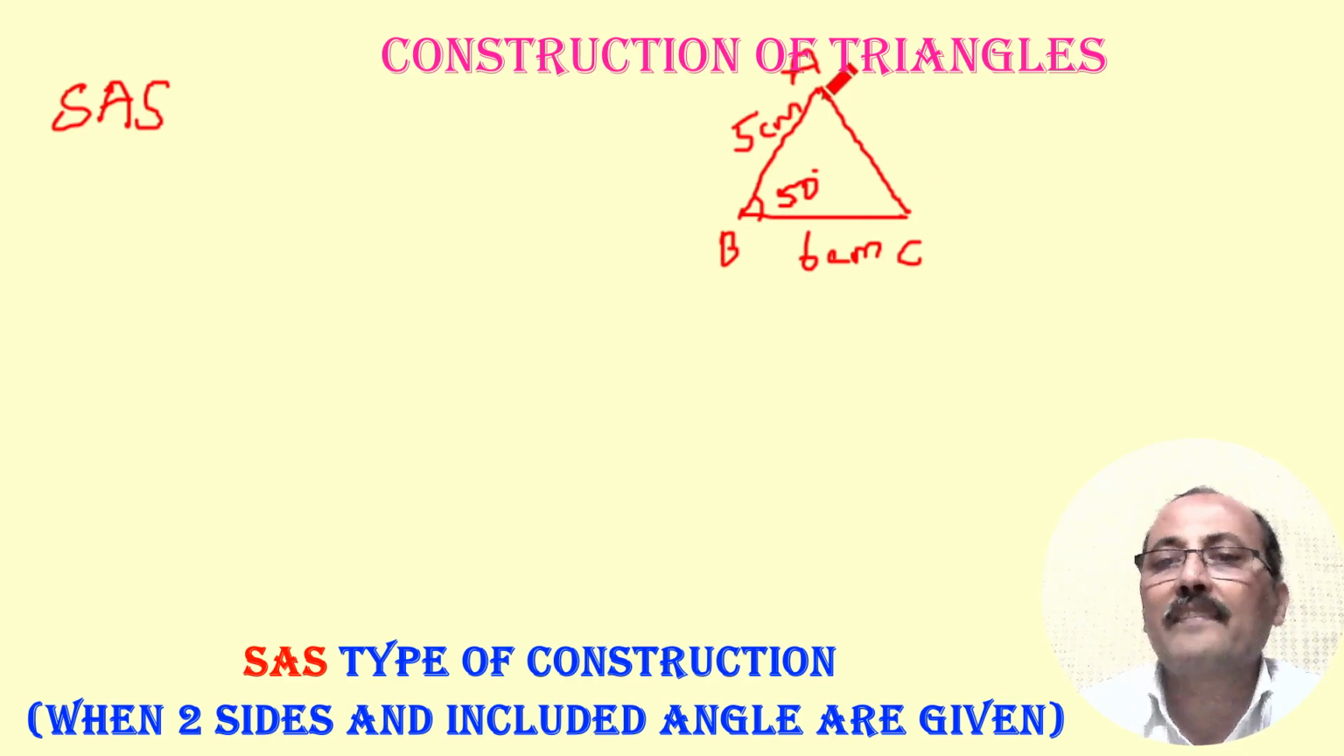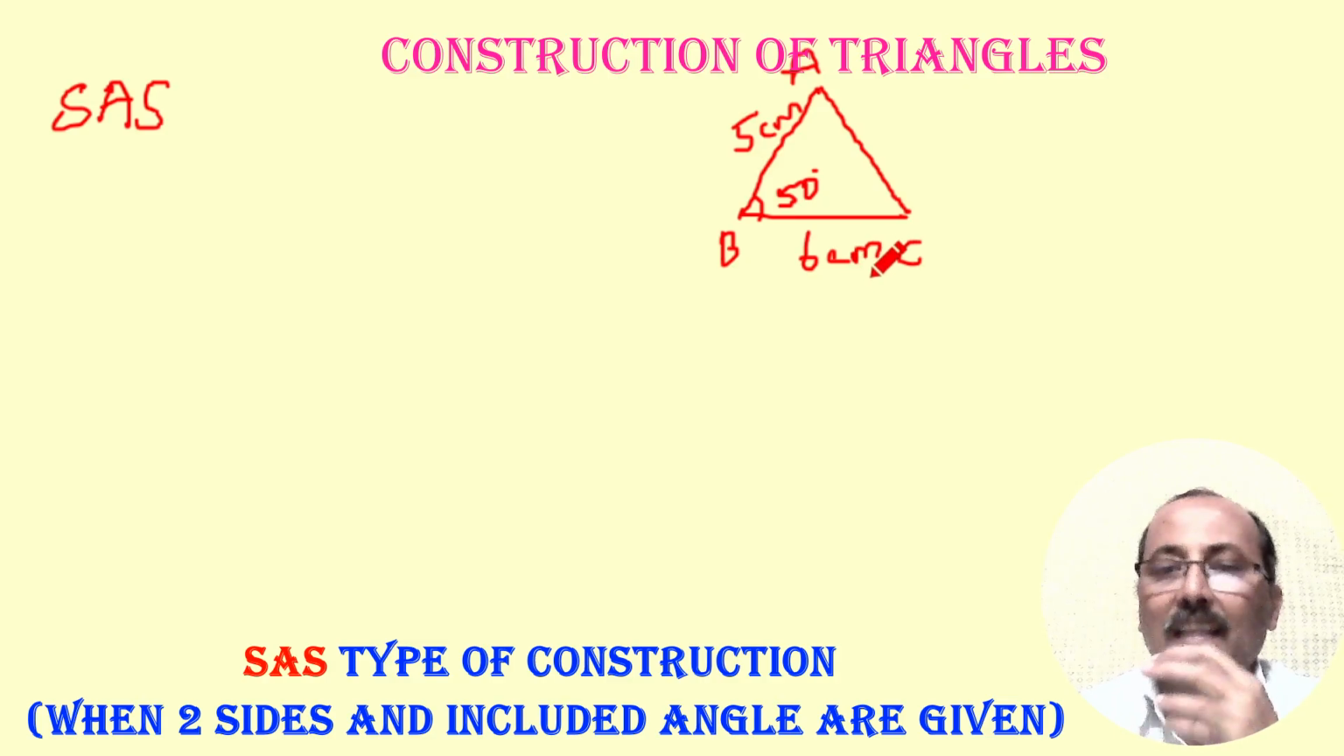Suppose if they give AC equal to 6 centimeter and AB equal to 5 centimeter, bring AC here. That means what? A here, B here, C here you mark. Then AC will come 6 centimeter down. So in the rough diagram, keep the base side. Let it be base side. So all the things you are going to adjust in the rough diagram itself.